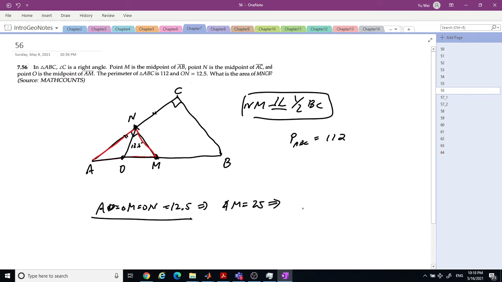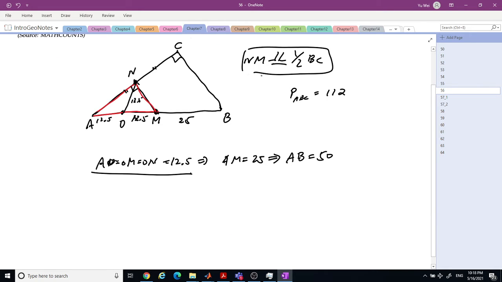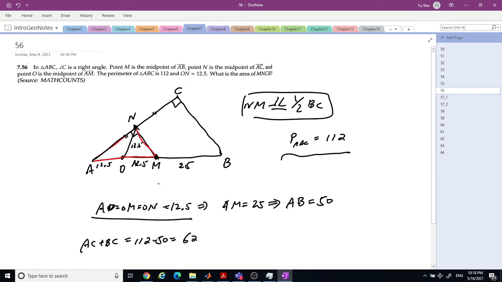Then M is also the center. We know AB is equal to 50. So this is 25, 12.5 and 12.5. Okay. Then we know the perimeter of ABC is 112. So AC plus BC is 112 minus 50, which is 62.